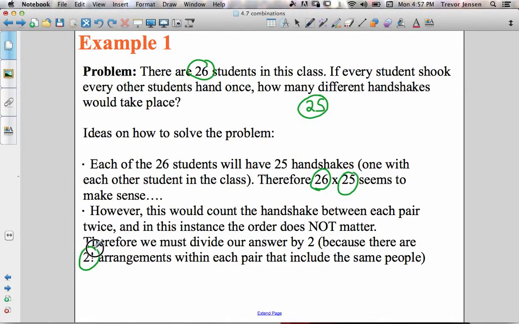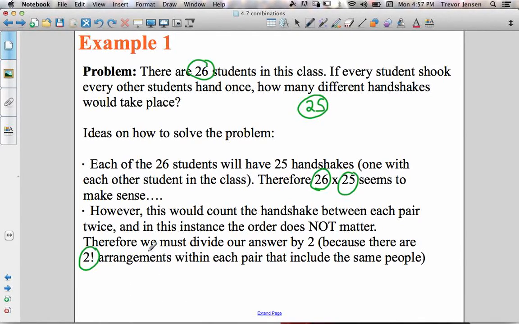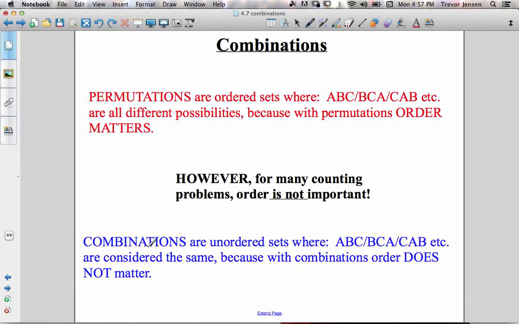There's 2 factorial. So we have to divide by 2 factorial because for each group of 2, we've counted it twice when we should have only counted it once, because the order does not matter. Okay.